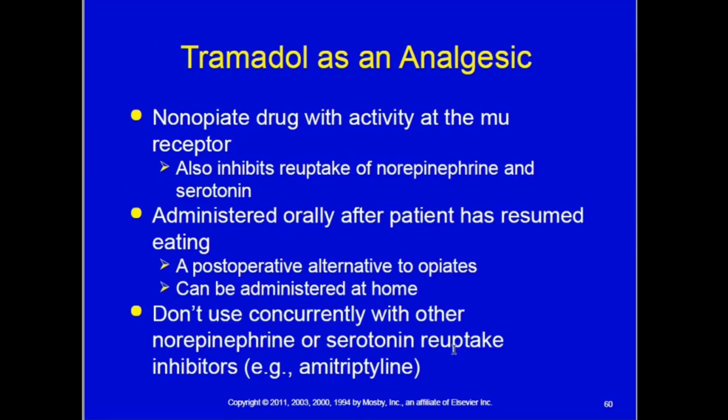Sometimes we use the drug tramadol as an analgesic. It is a non-opiate drug with activity at the mu receptor, and also inhibits reuptake of norepinephrine and serotonin. Tramadol comes in tablet form or injectable form. We can give it IM also, IV also. We have to avoid using tramadol concurrently with norepinephrine or serotonin reuptake inhibitors, for example, amitriptyline.